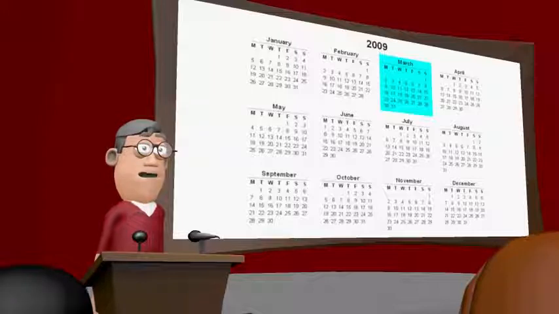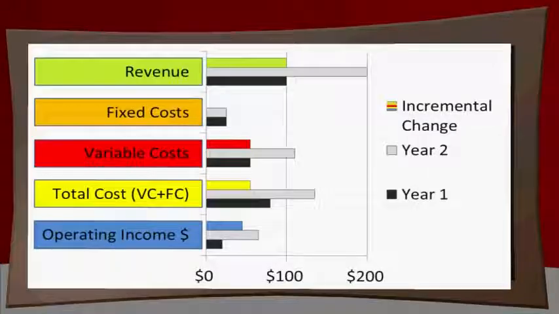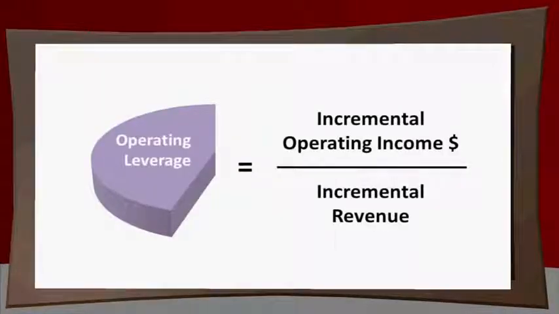Operating income dollars and all of the other elements we just reviewed are measured at a specific period of time. Making the correct business decisions often requires looking at how our business changes over time, also known as incremental change. We use a measure called operating leverage to compare these incremental changes over a minimum of 2 similar year-over-year periods. Operating leverage is the ratio or percentage of incremental operating income dollars and incremental revenue.